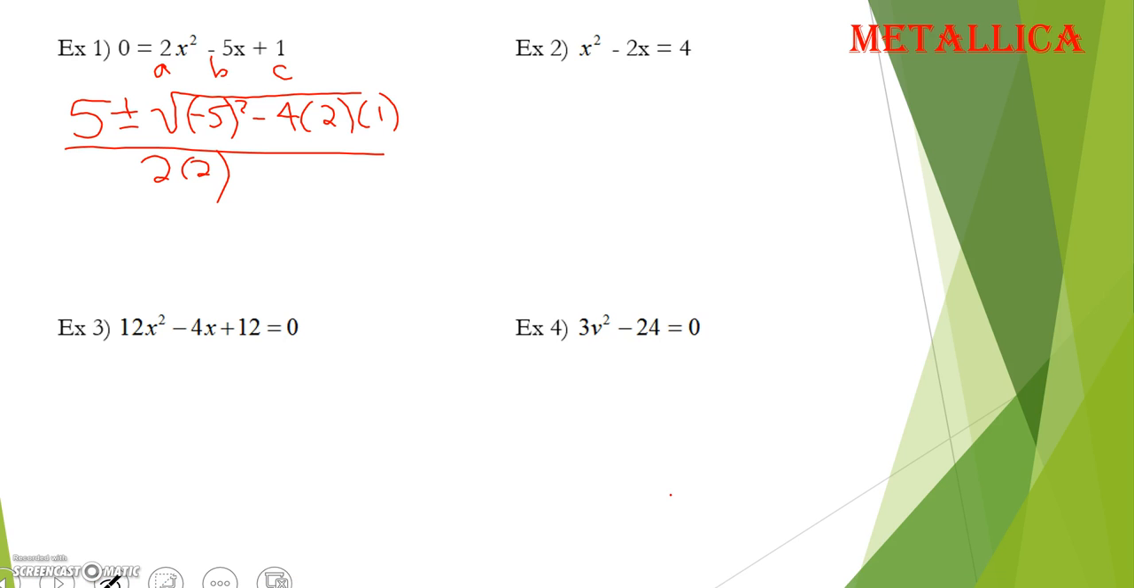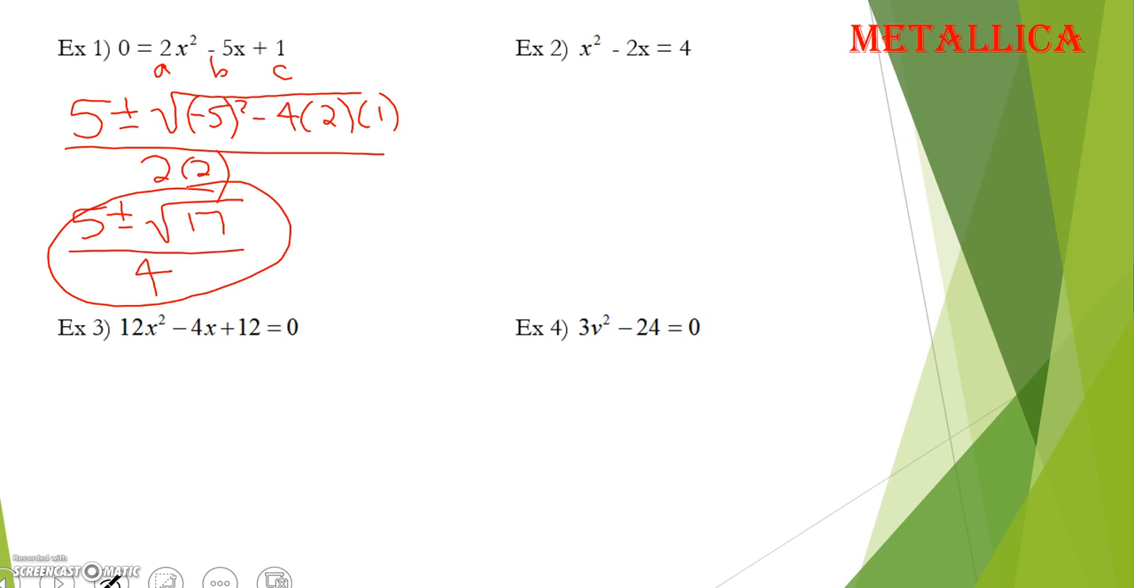And I get 17. So I have 5 plus or minus the square root of 17 underneath the radical, all over 4. Then I try to break down 17 and I can't, so that is my final answer. And you could have graphed that one as well, and you would have just got really gross decimals. However, you could not have used method 2 because that cannot be factored.